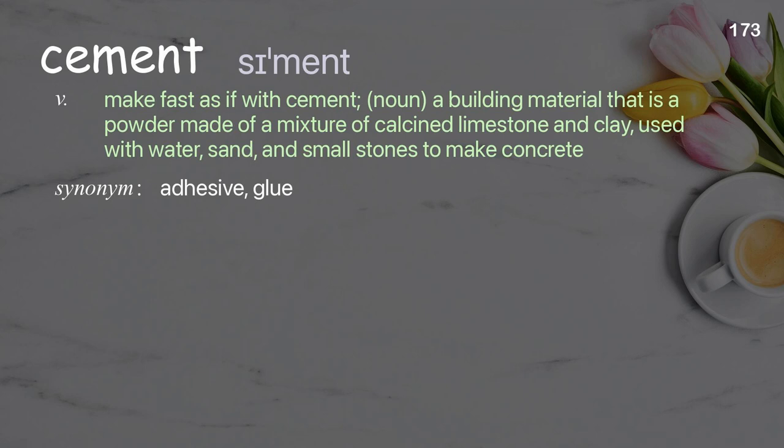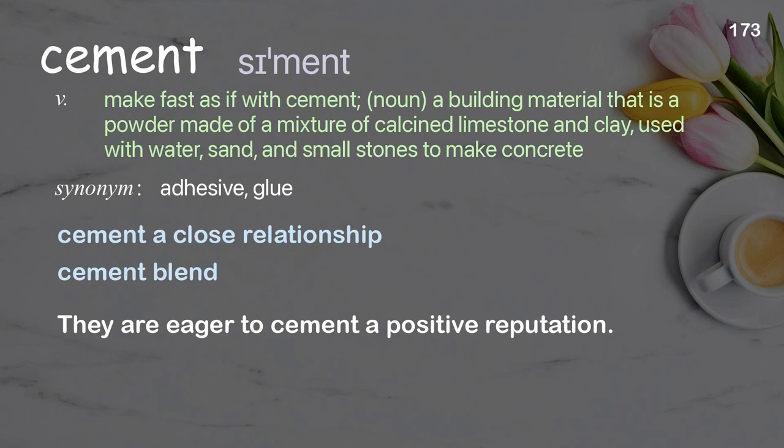Cement. Make fast as if with cement. Noun, a building material that is a powder made of a mixture of calcined limestone and clay, used with water, sand, and small stones to make concrete. Examples: cement a close relationship, cement blend. They are eager to cement a positive reputation.